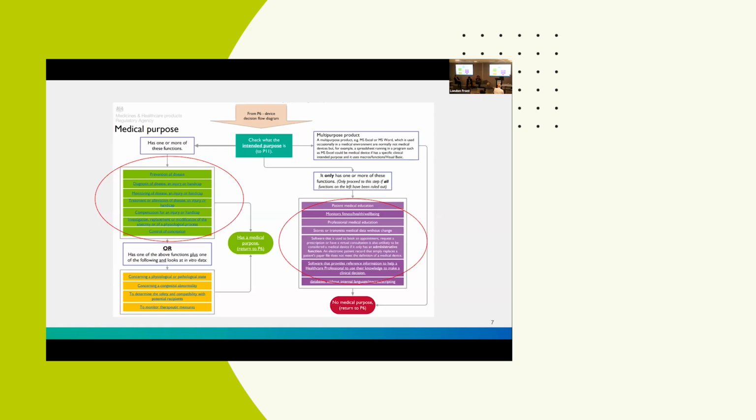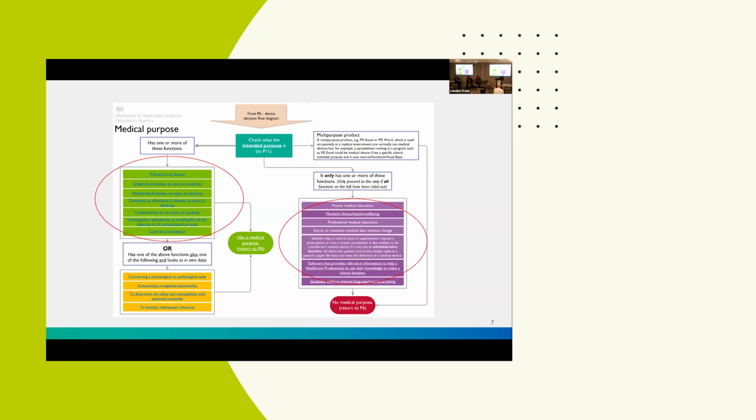So the green box is a medical purpose. So if your product is doing prevention of disease or diagnosis of disease or monitoring of disease or treatment of disease, that's a medical purpose. Whereas if it's doing medical education or if it's storing and transmitting data without any change, so quite a lot of examples in the purple box, which do not qualify as medical purpose.